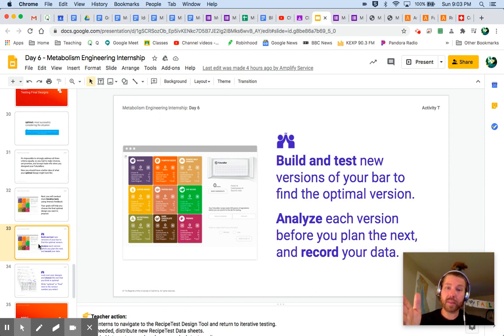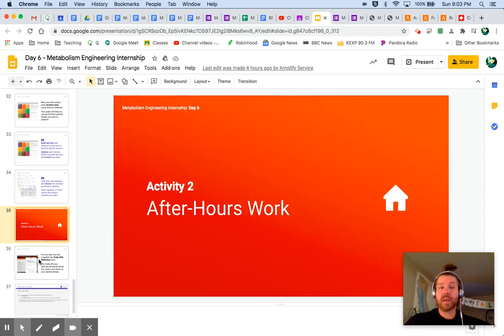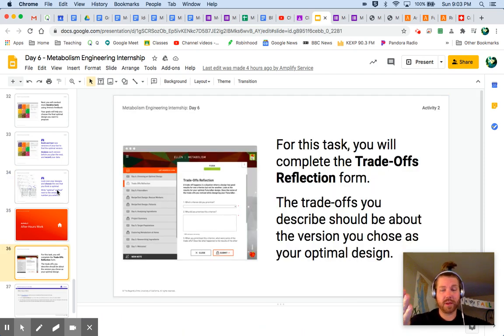So do it. Build and test new versions of your bar. I have uploaded more recipe sheets. I mean, it's just one copy, right? But I uploaded it to this lesson also. So it is in your Google Classroom. Use those recipe sheets and make a few more designs and try to find the one that is the most optimal design, the best design. I want you to put stars on it and like smiley faces because we are going to be using that one. Hey, for after hours work, go fill out this trade-offs reflection form.